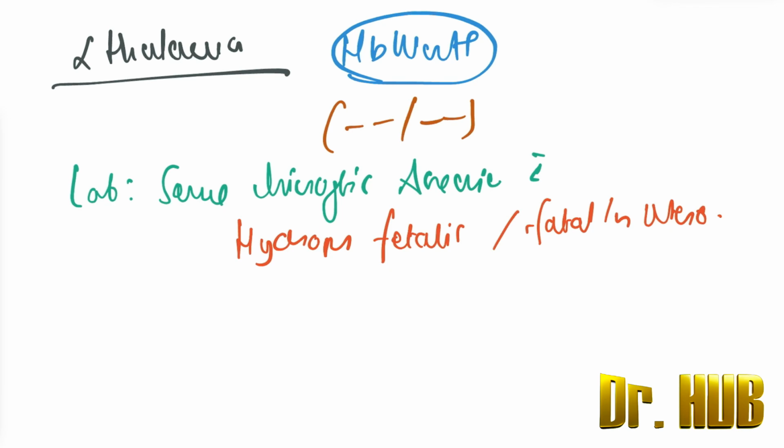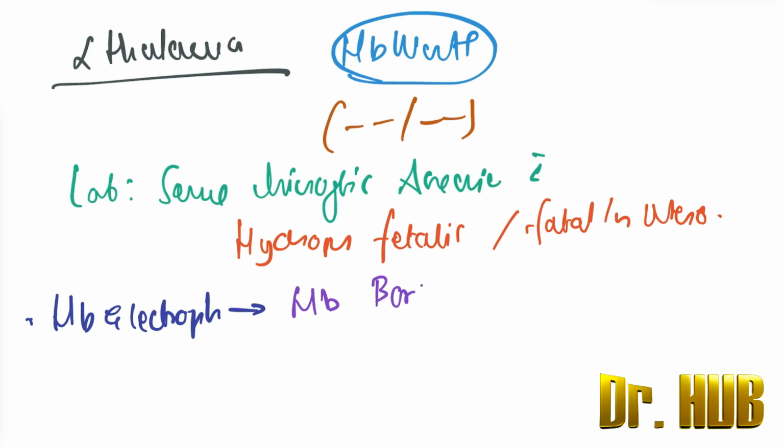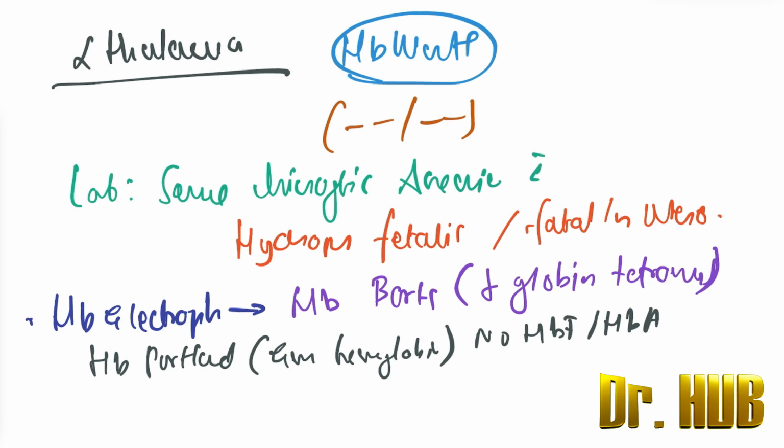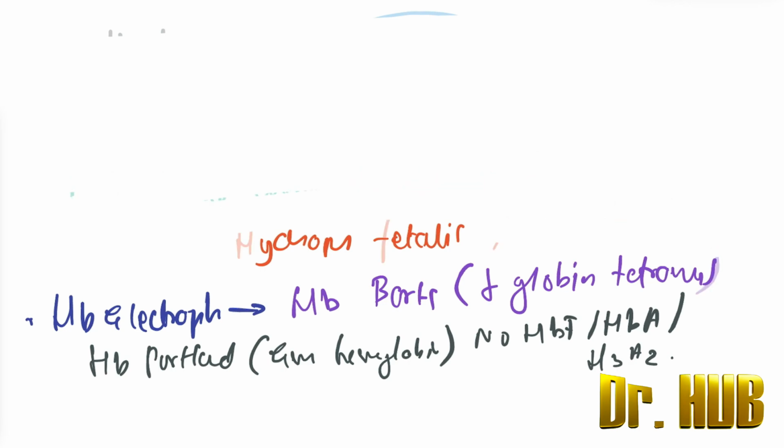Next comes the hemoglobin electrophoresis. In Hb Barts, there are gamma globin tetramers, as well as Hb Portland, which is the embryonic hemoglobin, and there is no HbF, HbA, or HbA2. So this was all about Hb Barts.